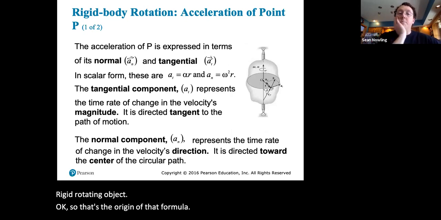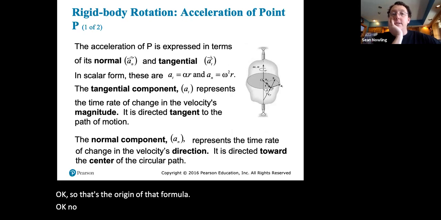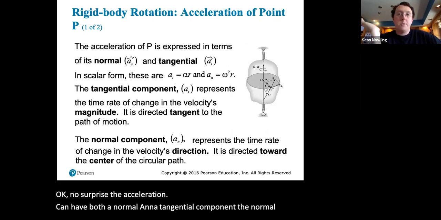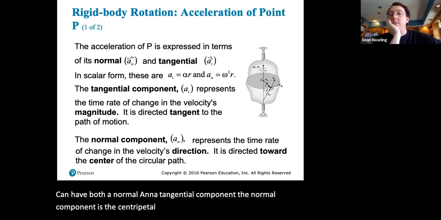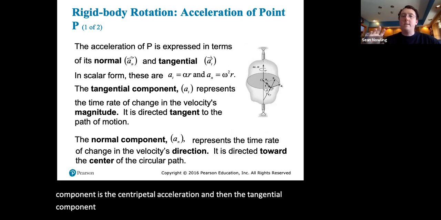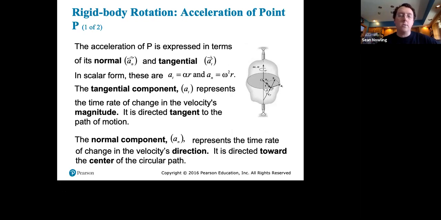No surprise. The acceleration can have both a normal and a tangential component. The normal component is the centripetal acceleration, and then the tangential component is the acceleration along the edge of the circle. It's what torques would produce, if you want. No big surprise there.